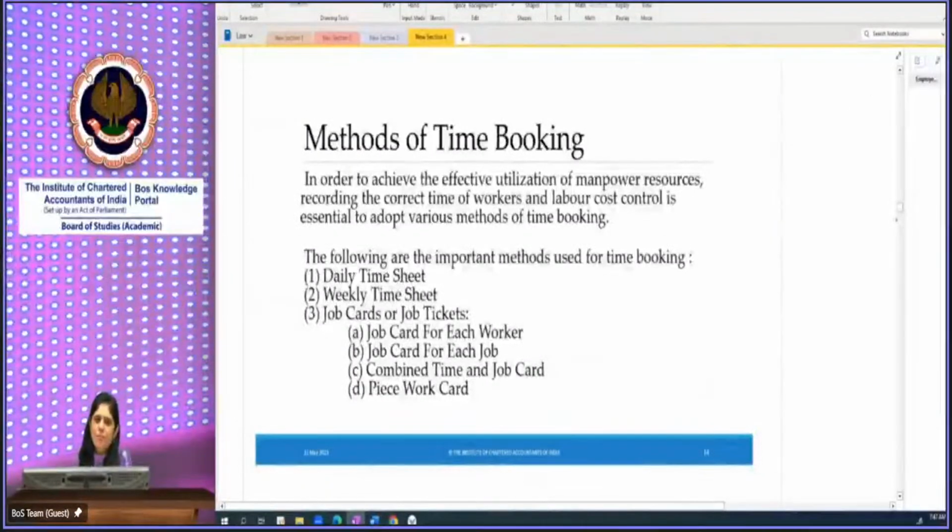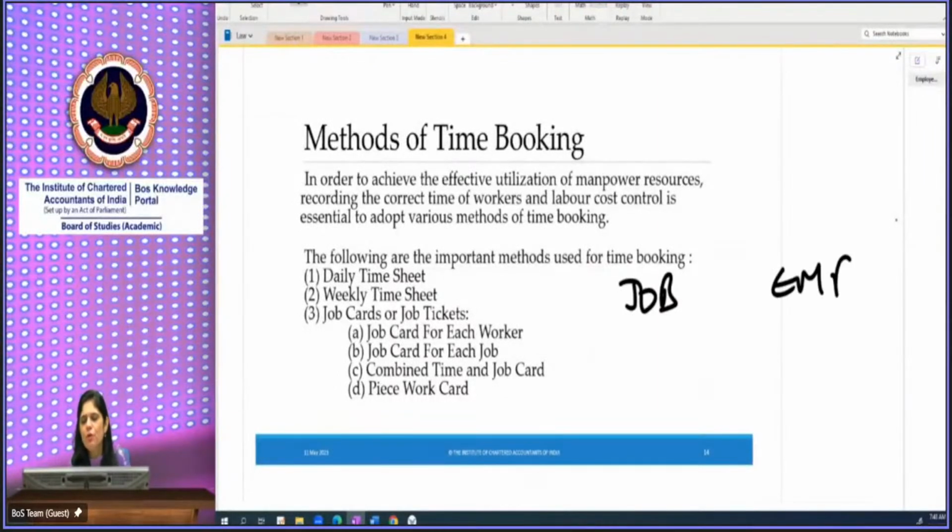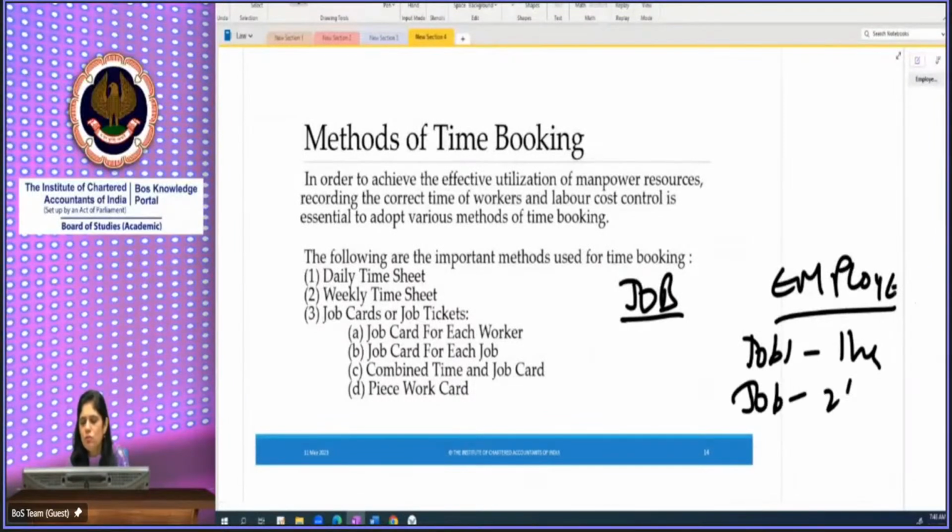So methods of time booking. We have daily timesheet, then weekly timesheet, then job card. So time can be recorded as per job also. There are two methods, job wise or employee wise. So two ways time booking can be done. If we are doing employee wise, then we'll write job 1, 1 hour, job 2, 2 hours, department 1, 3 hours. So this is how the employee is spending time.